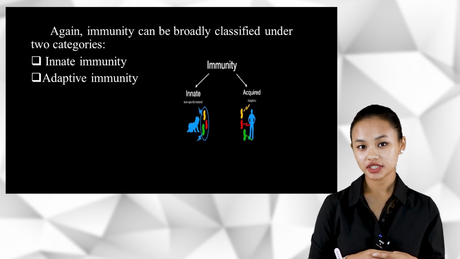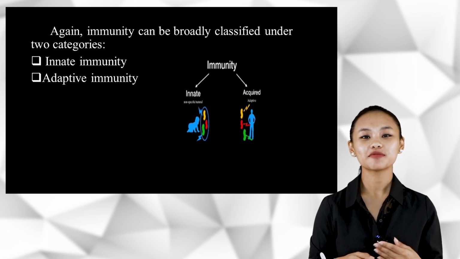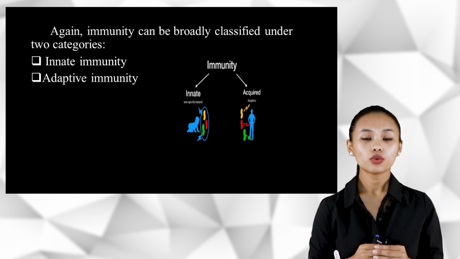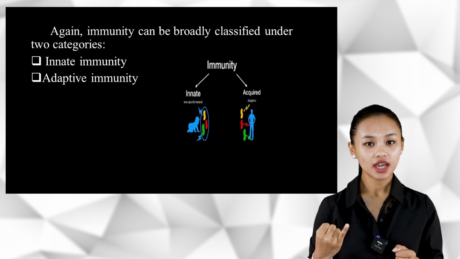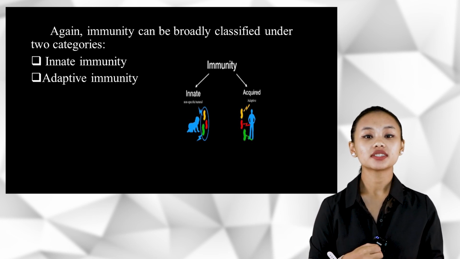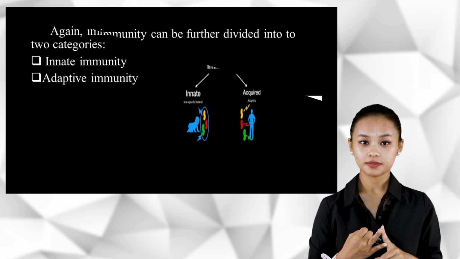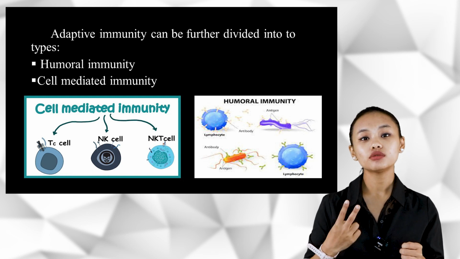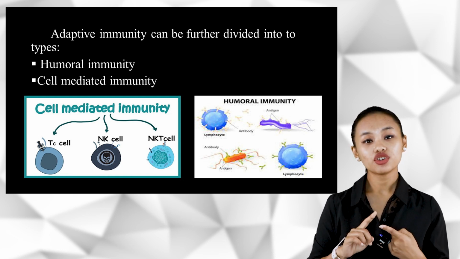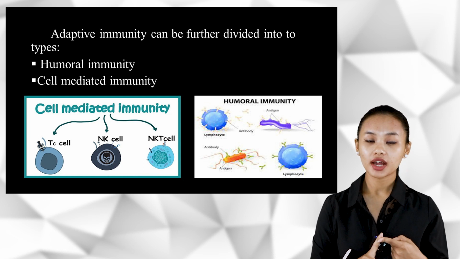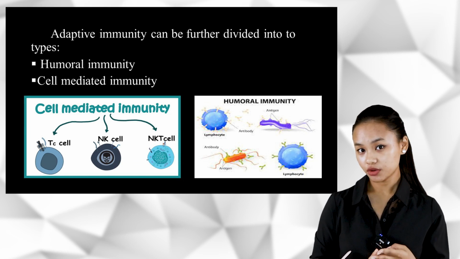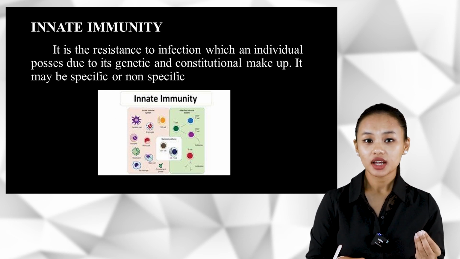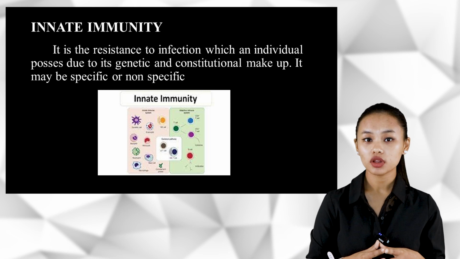Here we will also see that the immunity is further being divided into two more classifications. The first one is the innate immunity, and the second one is the adaptive immunity. The adaptive immunity is further divided into two more subtypes, that is the humoral immunity as well as the cell-mediated immunity. So let us look at what this innate immunity as well as the adaptive immunity is all about.